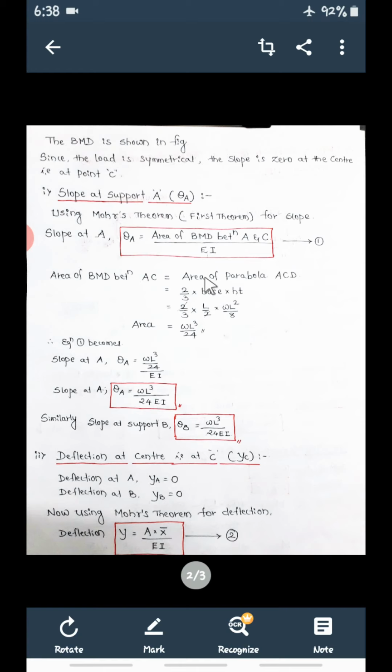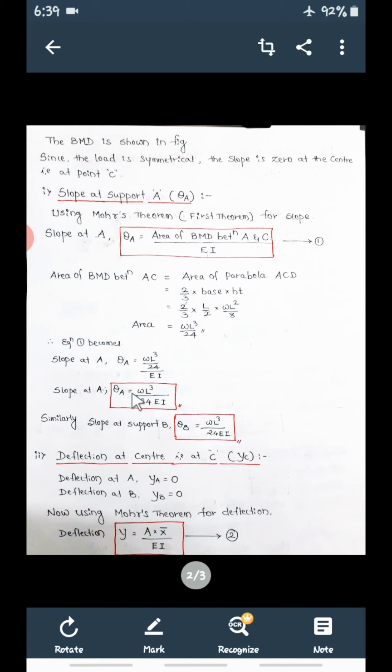So substitute this in equation 1. Therefore slope at A, theta A, is equal to the area of the bending moment diagram, WL cube by 24, divided by EI. So this EI goes to the bottom, so theta A is WL cube divided by 24 EI.